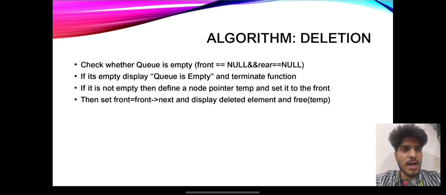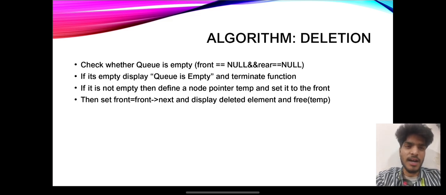And now see the algorithm of deletion. First check whether the queue is empty by using front equal to null and rear equal to null. If it's empty, display queue is empty and terminate the function. If it is not empty, then define a node pointer temp and set it to the front. Then set front equal to front next, display the deleted element and free the temp.